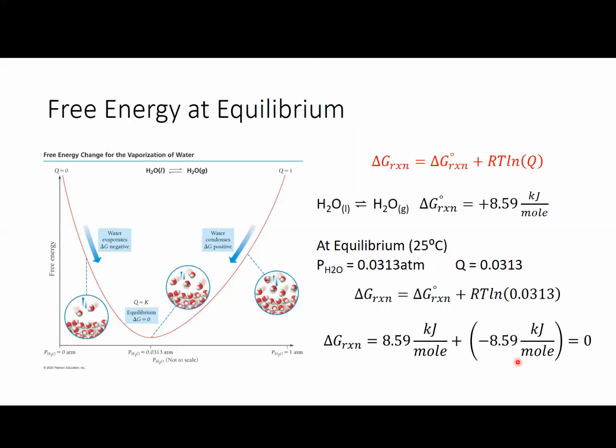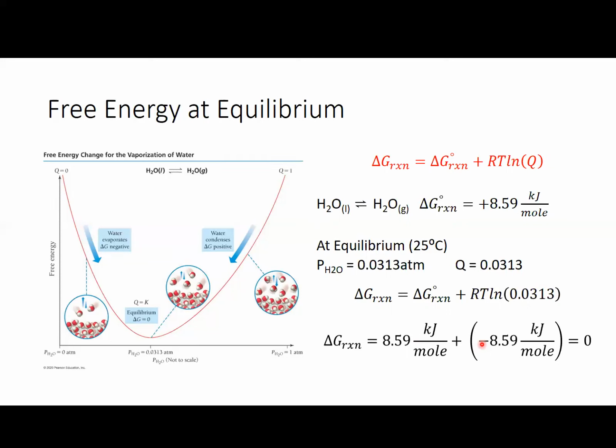Same process here. At equilibrium at 25 degrees Celsius, when the partial pressure of water is not 1 atmosphere, which is what is assumed in a standard state, but considerably lower, 0.03, then that's what its Q is. If I was to write a Q expression for this, liquids don't appear in those. So there's my Q. So delta G reaction is equal to delta G reaction plus RT natural log of this number, which is not 1.